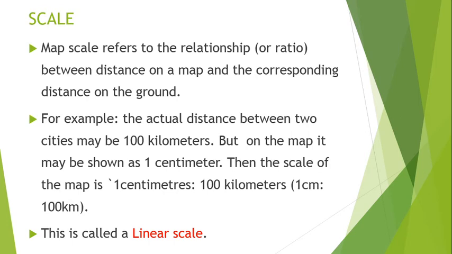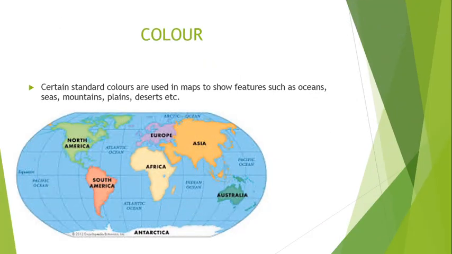Scale. Map scale refers to the relationship, or we can say ratio, between distance on a map and the corresponding distance on the ground. For example, the actual distance between two cities may be 100 kilometers, but on the map it may be shown as 1 centimeter. Then the scale of a map is 1 centimeter is equal to 100 kilometers. This is called a linear scale.